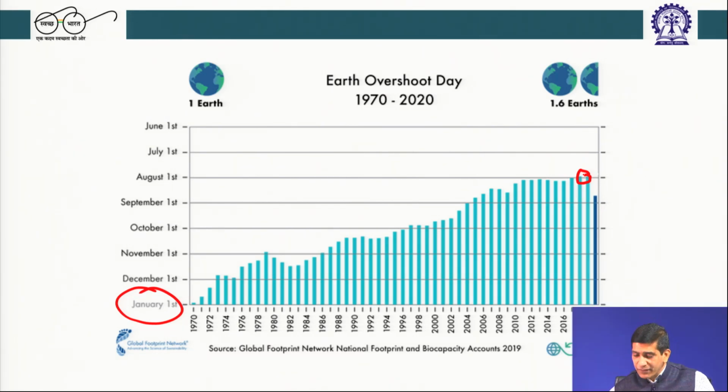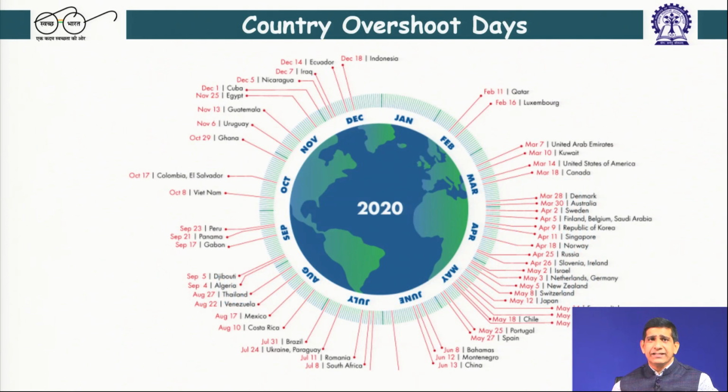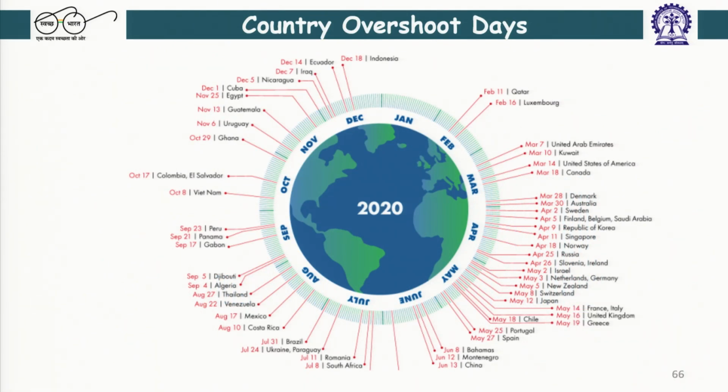Because of the COVID pandemic, we saw a dip. This number came to, I think, August 22nd or so, rather than August 1st. So we gained around 20 days because the activity was less. The ecological footprint has gone down a little bit, but it is only a 22-day gain in Earth Overshoot Day, so not much. This is country-wise as well. If you can see, some countries use up all the resources in February itself.